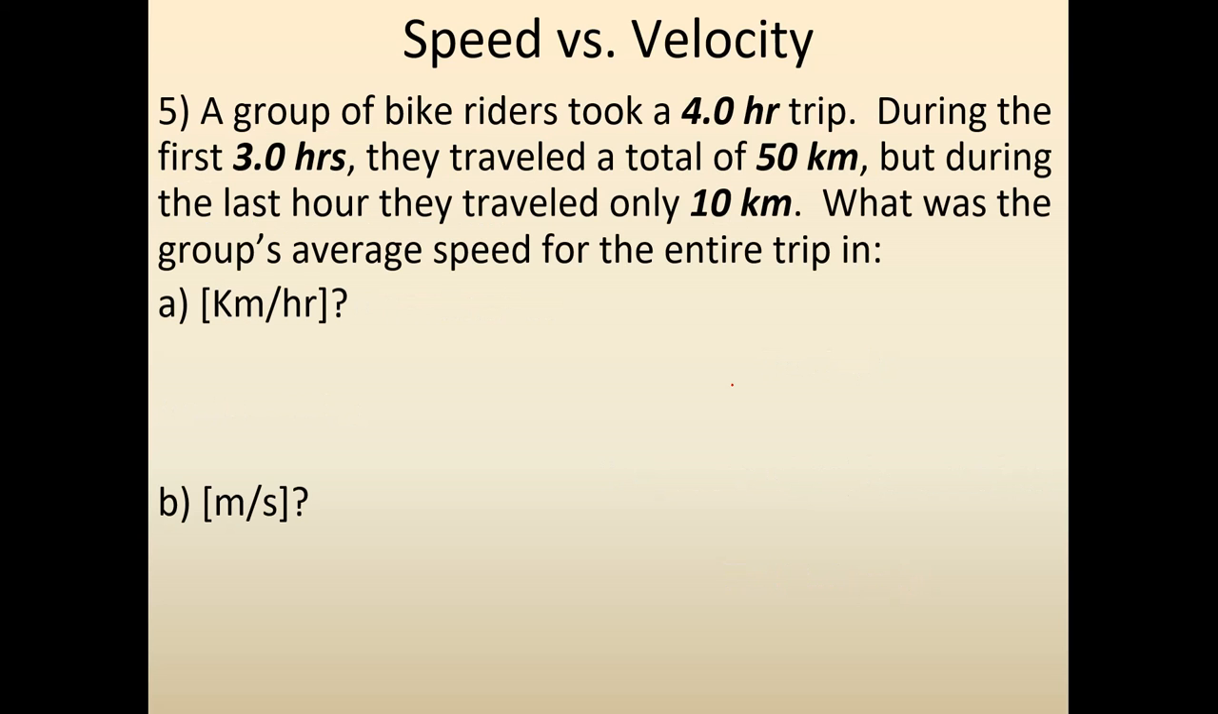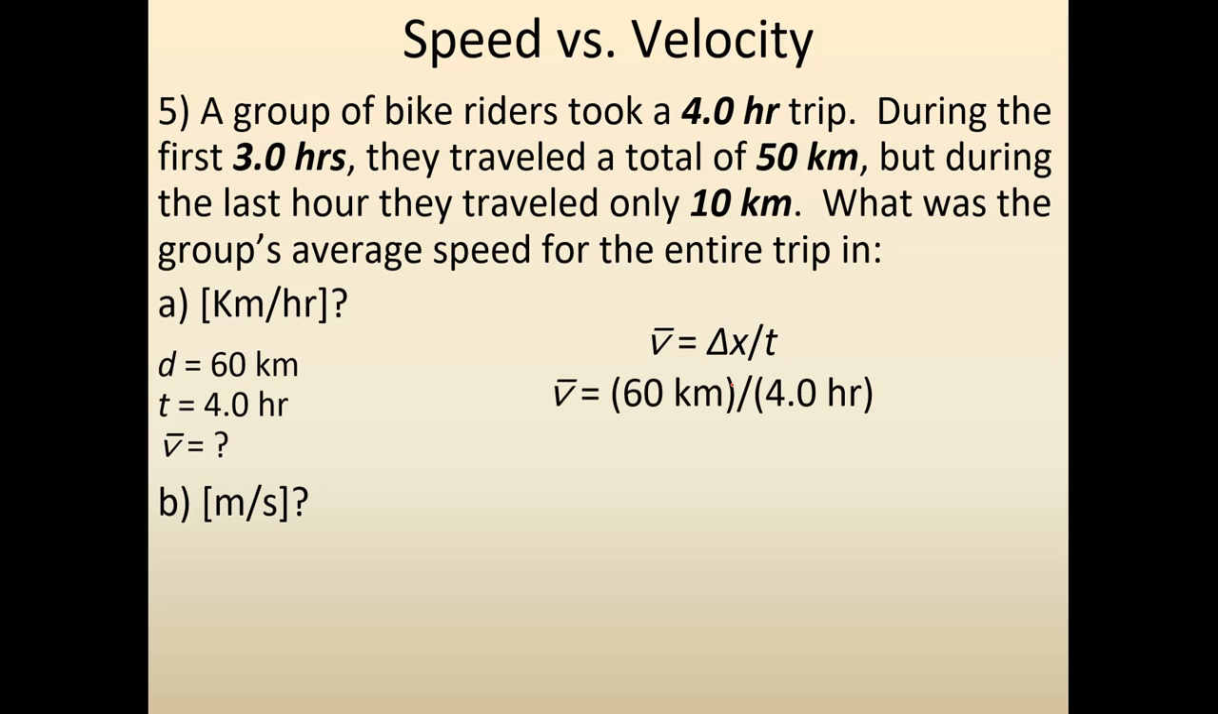All right, here's the next question. Pause the video, work it yourself, and we'll go over it in a second. All right, so again, writing down everything that's given to us just so that we can identify what the main equation would be. The total distance that we travel is 60 kilometers. We travel this in a total of 4 hours. And again, they want the average speed. So we do v bar equals distance over time, plug our numbers in, and we get 15 kilometers per hour.